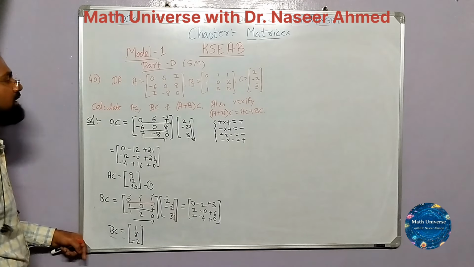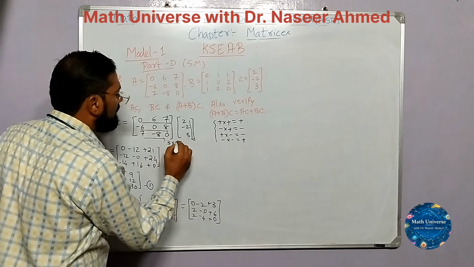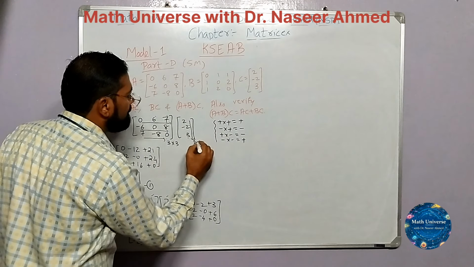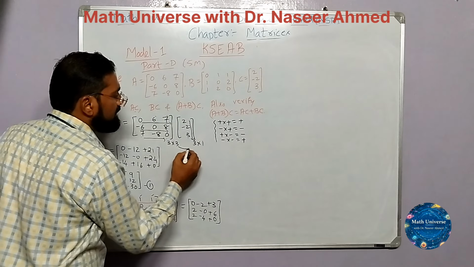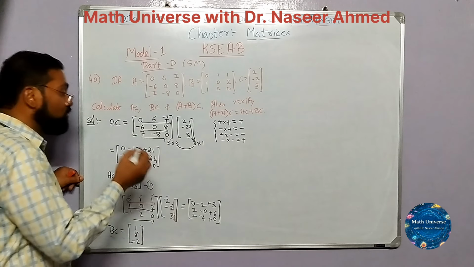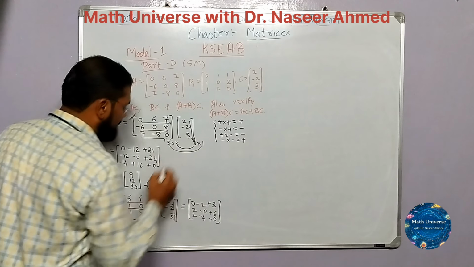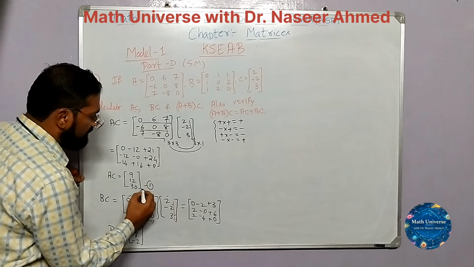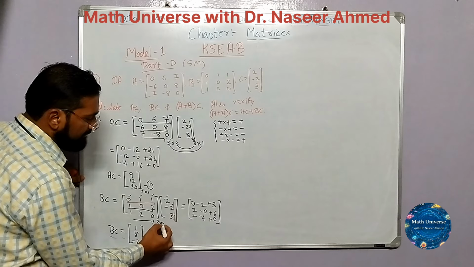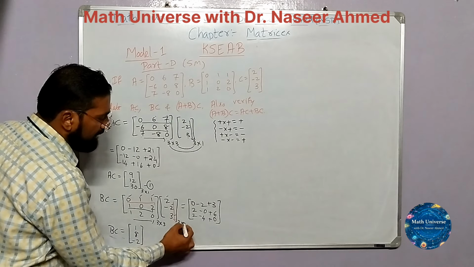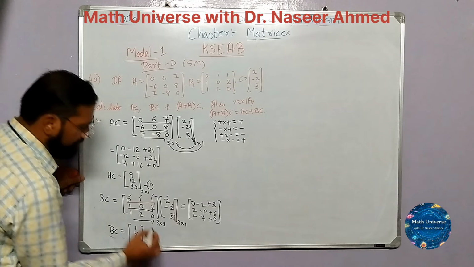To be still specific, if you see the order of matrix A, it is 3 by 3, and for matrix C, it is 3 by 1. So we know for matrix multiplication, the columns of the first matrix and the rows of the second matrix should be the same, due to which multiplication exists, and the obtained answer should be of order 3 cross 1. That's what you can see, 3 rows and 1 column. Similarly, this is 3 by 3 and this is 3 by 1, so the obtained matrix should be of order 3 by 1.